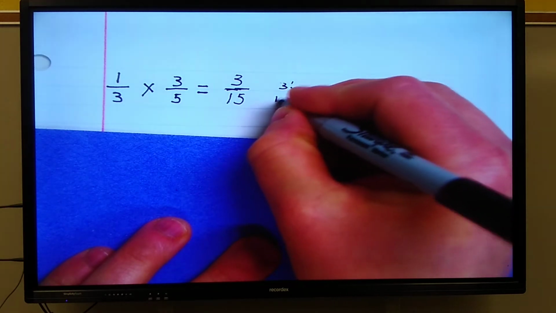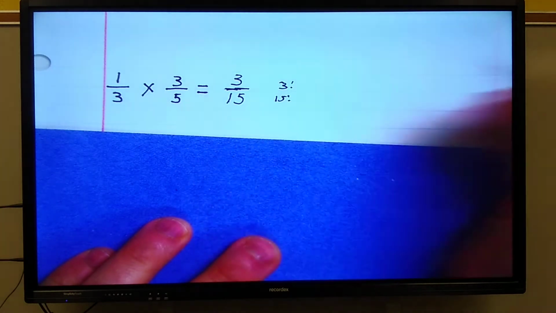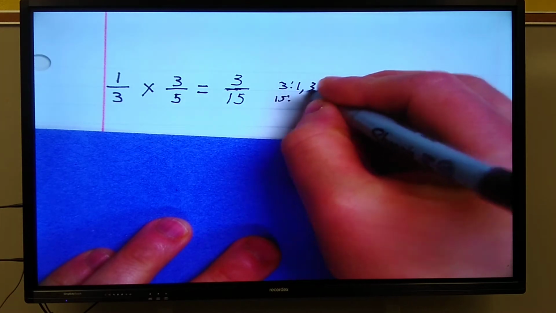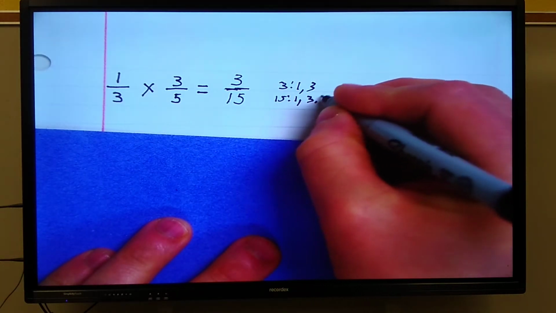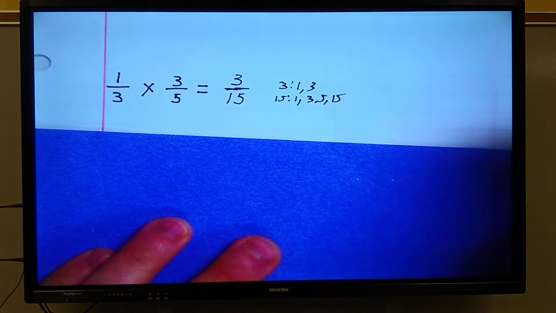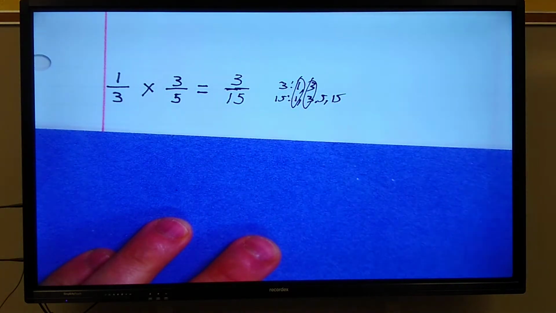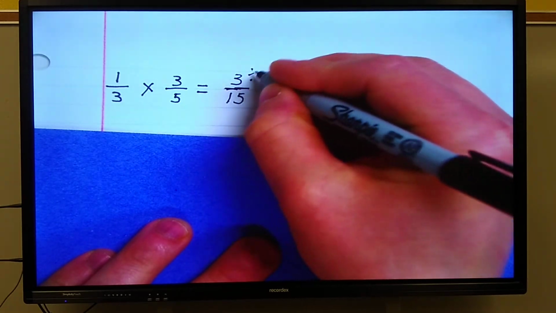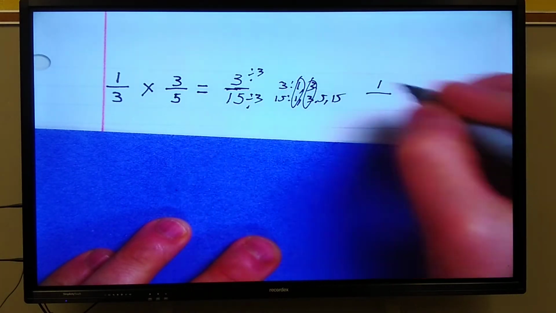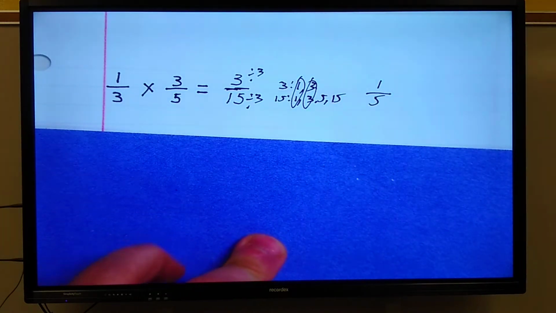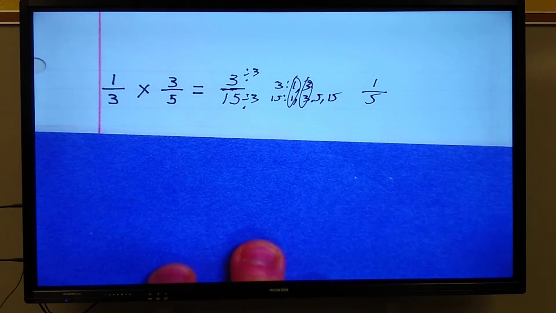Take the 3, you take the 15, you find the factors. 1, 3, 5, and 15 are the factors. 3 is the greatest common factor. 3 divided by 3 is 1. 15 divided by 3 is 5. Your answer is 1/5.